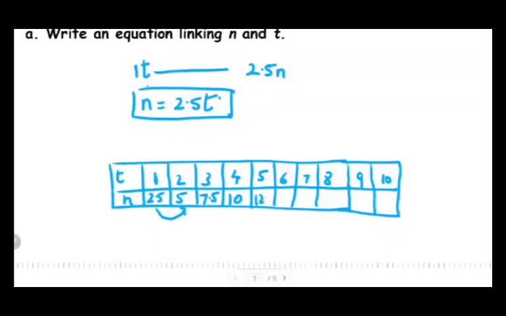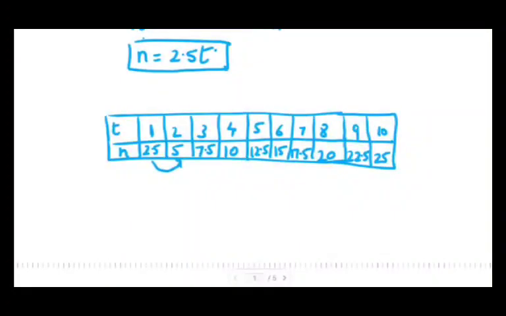So it's going to be 12.5. You add 2.5, then it's going to be 15, 17.5, 20, 22.5 and 25 sheets in 10 seconds. Wow. Alright, now this data has to be plotted on the graph.